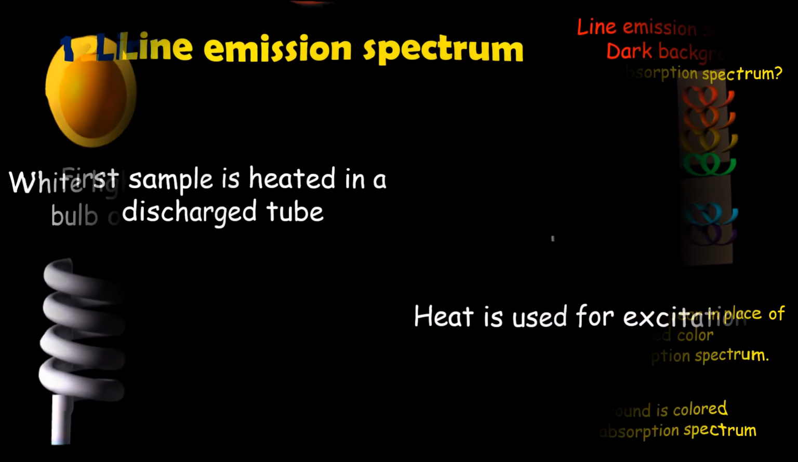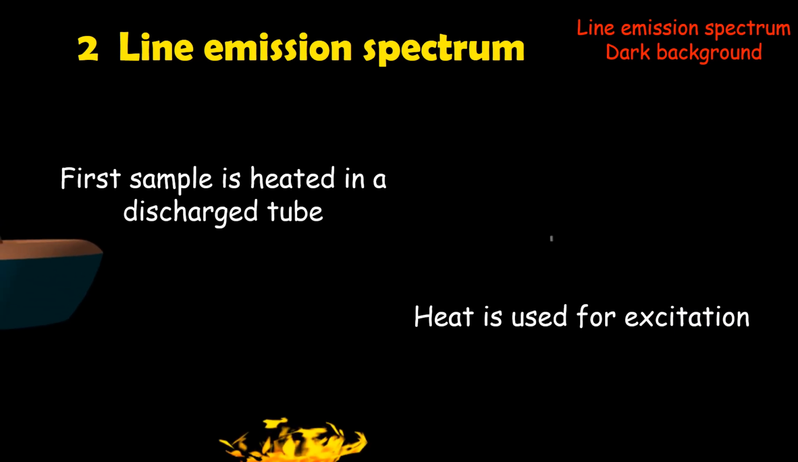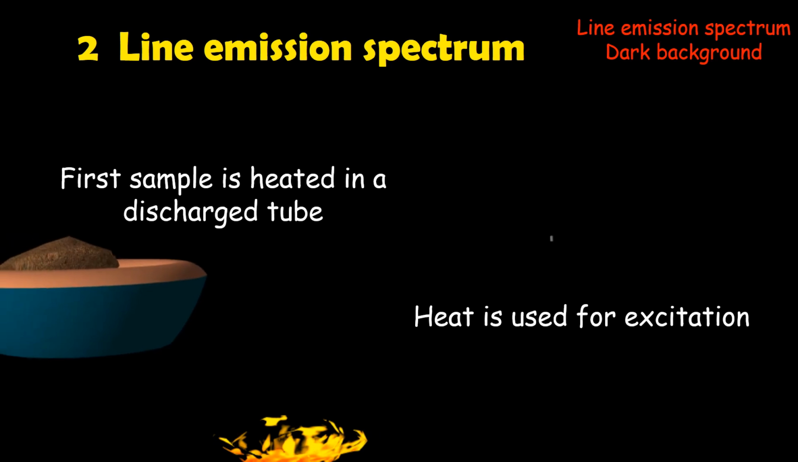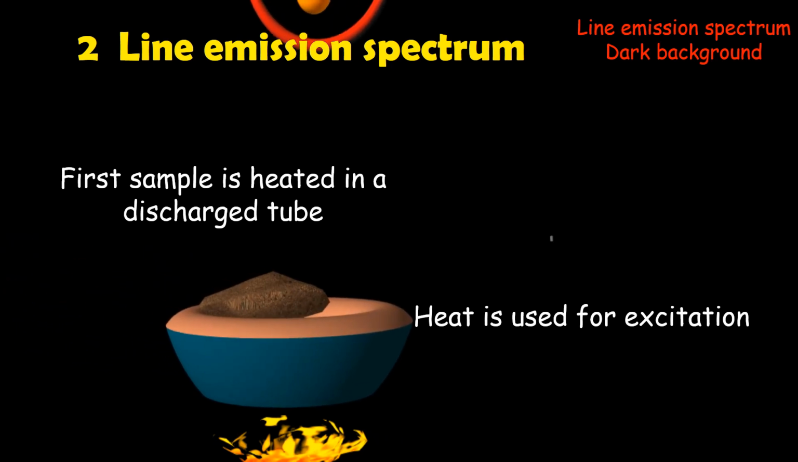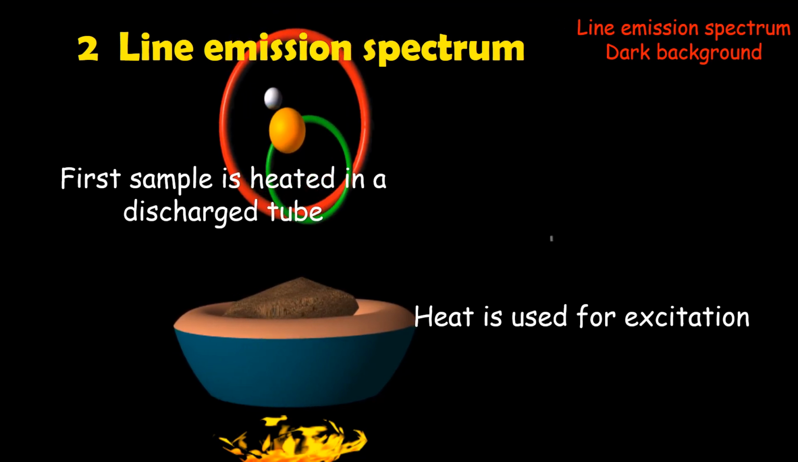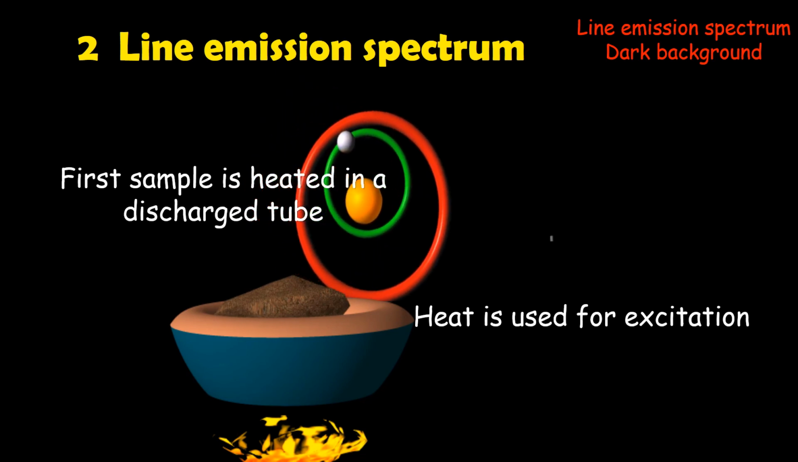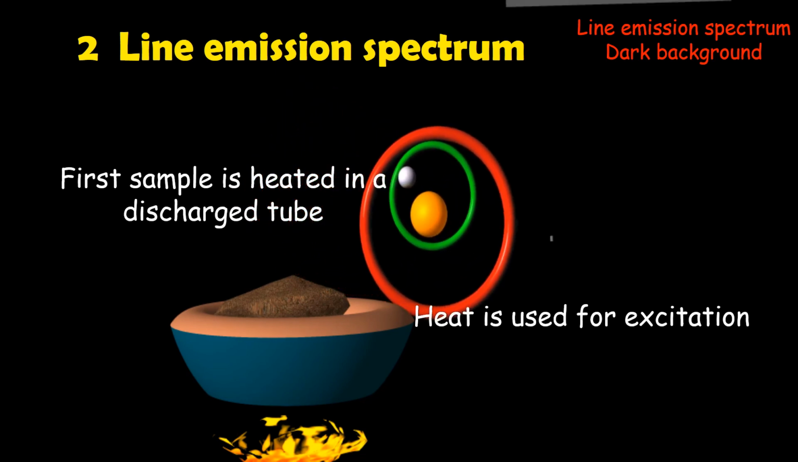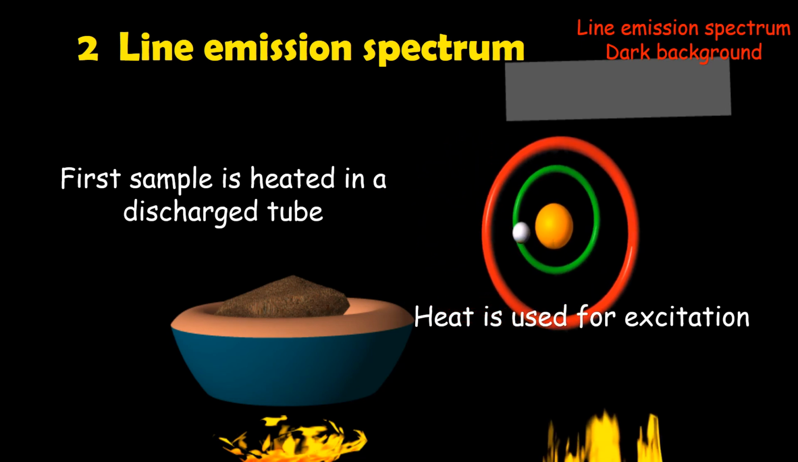In line emission spectrum, first the sample is heated in a discharge tube. Heat is used for excitation of the electron. Then on de-excitation, this electron emits a specific color. So in line emission spectrum, the background is dark and you will see a specific color in line form in this spectrum.